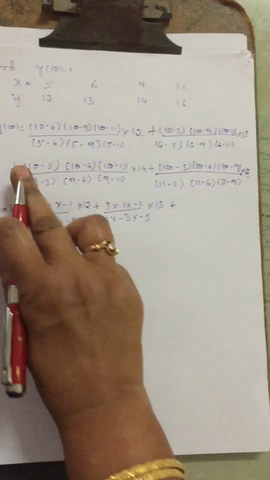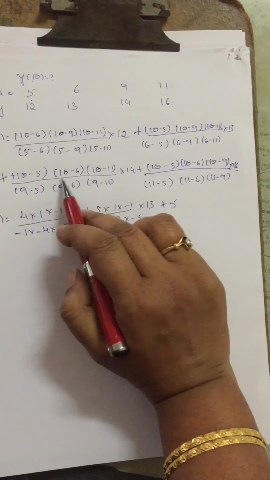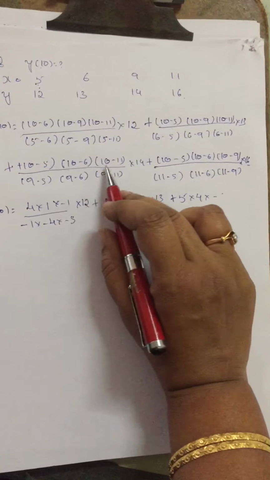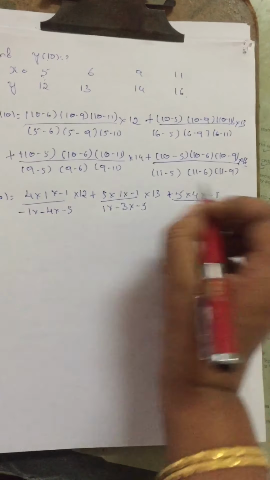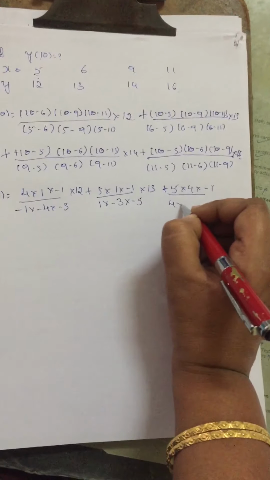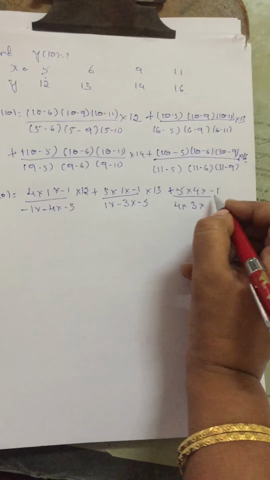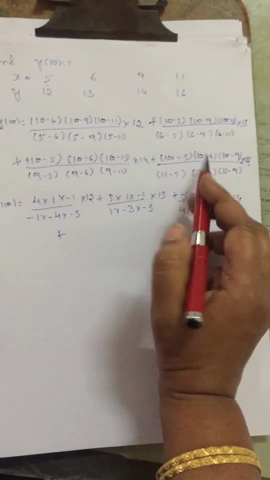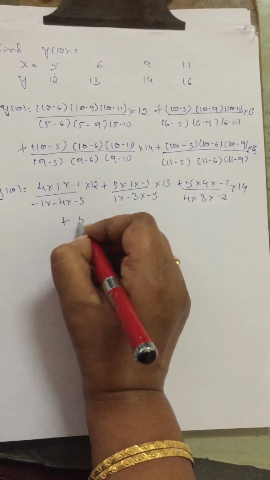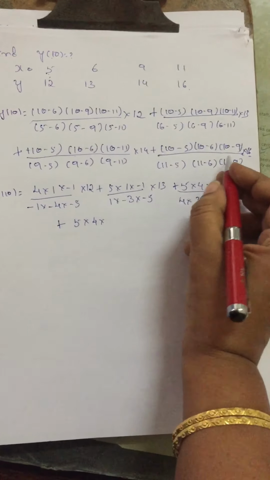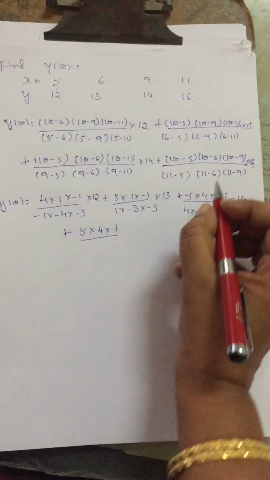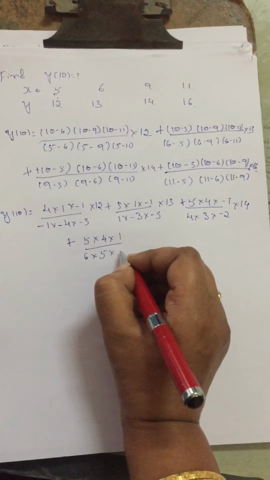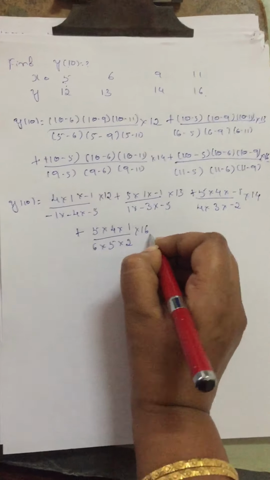Come to the third term. 10 minus 5 value 5, 10 minus 6 value 4, 10 minus 11 value minus 1 divided by 9 minus 5 value 4, 9 minus 6 value 3, 9 minus 11 value minus 2 into 14 plus, come to the last term, 10 minus 5 value 5, 10 minus 6 value 4, 10 minus 9 value 1 divided by 11 minus 5 value 6, 11 minus 6 value 5, 11 minus 9 value 2 into 16.